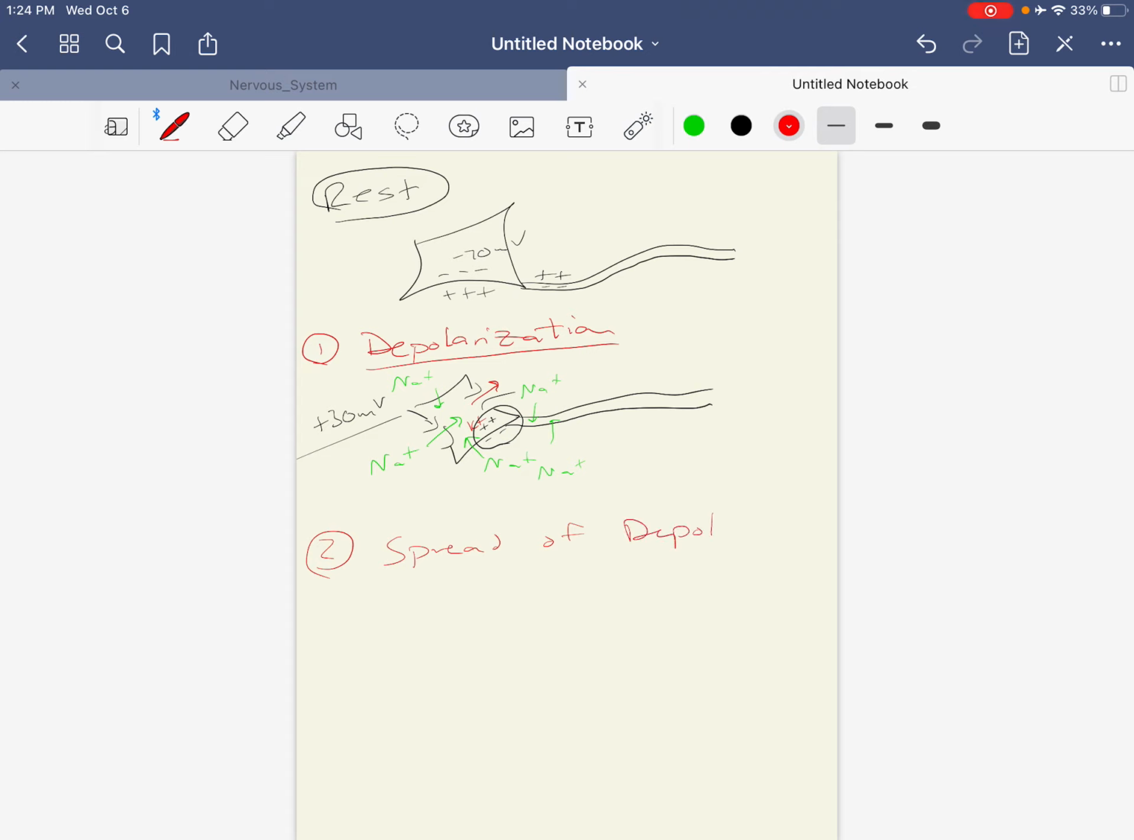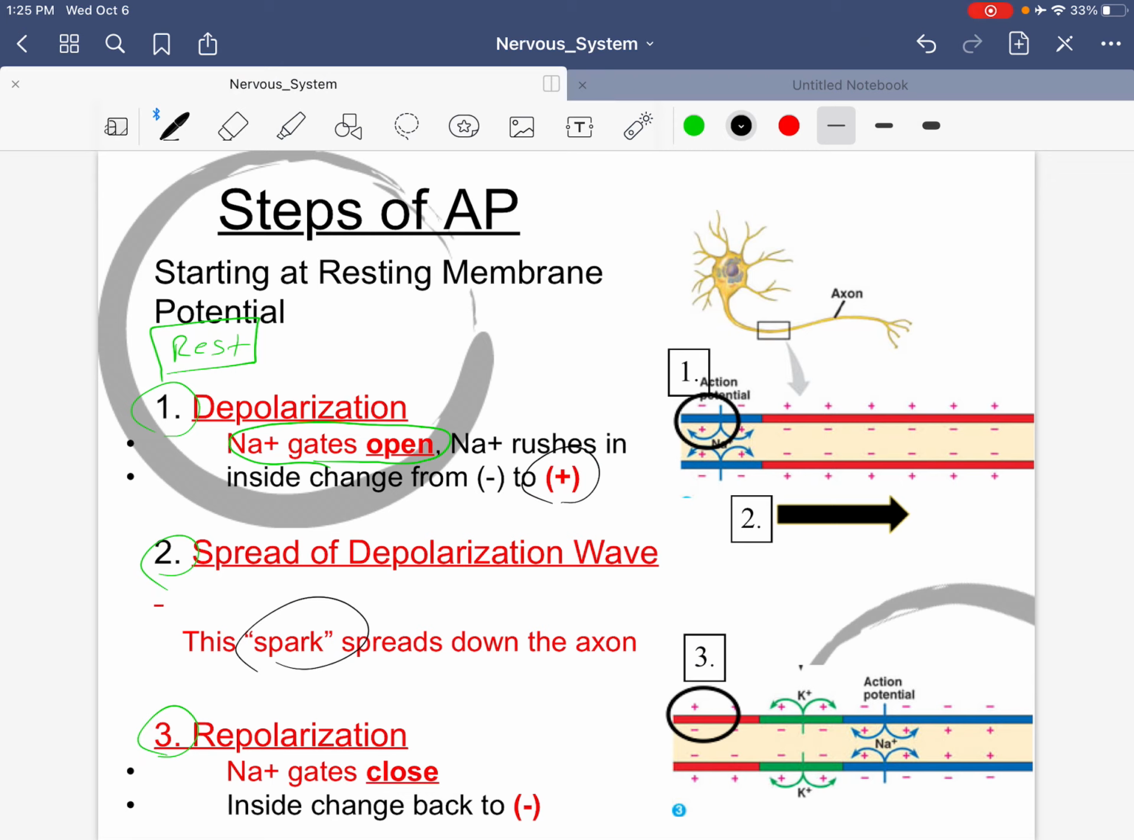So, step number 2, spread of depolarization. Where we initially opened sodium channels in one region and we had a spark, let's say we started by opening the sodium channels here and we had a spark. Well, now we open sodium channels here and we have a spark. Then we open sodium channels here and we have a spark. So a continual spark. Spark, spark, spark. That is what the current is. That spread of depolarization generates a current. Spark, spark, spark, spark, spark. So that's how we keep that current going.